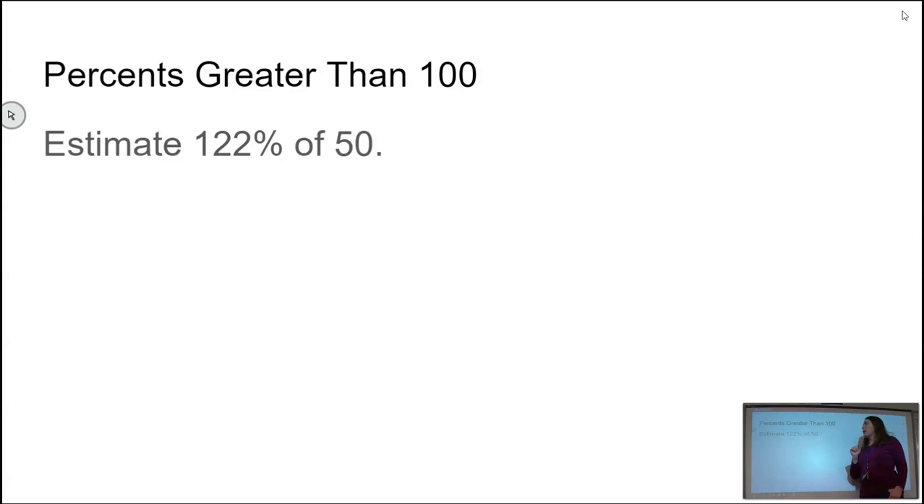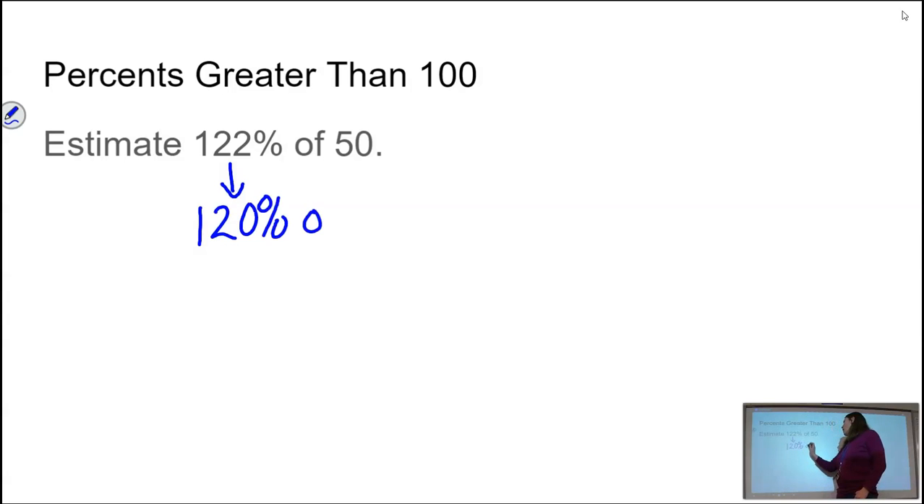So what if it's greater than 100%? Well, what we're going to do is same thing. I want to round this to an easy number. So I'm going to say 120% of 50. So how would I do this? Well, the best thing to do is to break the 120% up. I break it up into 100% and 20%.